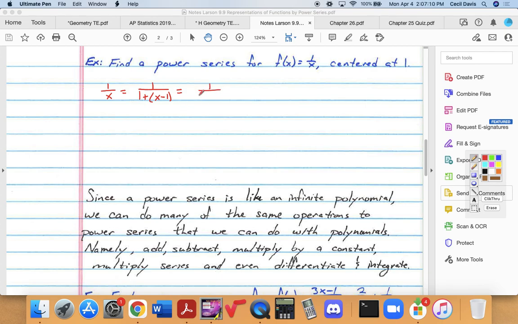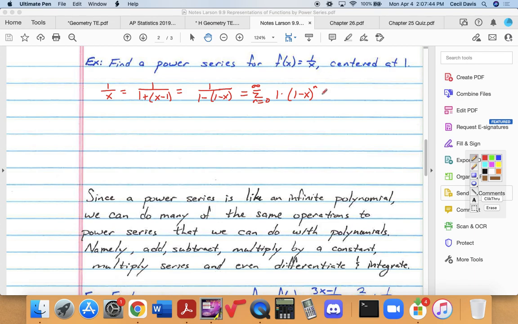So it'd be 1 over 1 minus 1 minus x, right? So now it's in the right form, a over 1 minus r. So that's going to be the summation as n goes from 0 to infinity of, the first term is just going to be 1 times 1 minus x to the nth power.